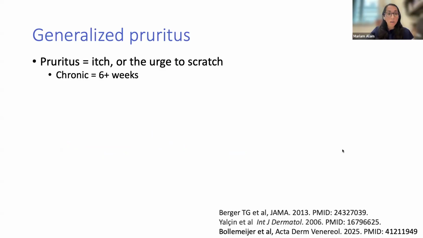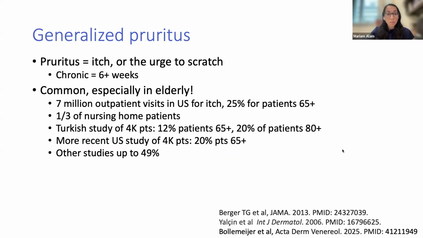It's considered chronic when it persists over 6 weeks, and is really common, especially in elderly patients, as I'm sure you all know. There are 7 million outpatient visits per year in the US for itch, and 25% of those are for patients who are over 65. It occurs in about a third of nursing home patients. There was a recent Turkish study of 4,000 patients, and it showed that 12% of the patients who had chronic pruritus were over 65 and 20% were over 80. So it really preferentially affects our older patients.